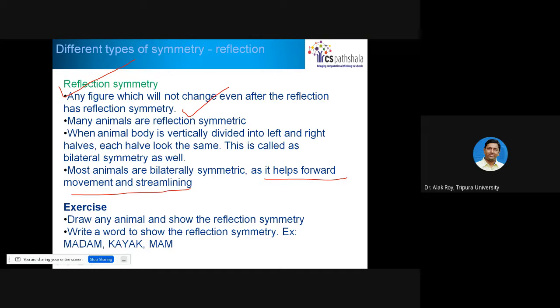If you can give some tasks to your students, they can draw different animals to show their reflection symmetry, or write words like madam, kayak, ma'am. These show reflection symmetry.